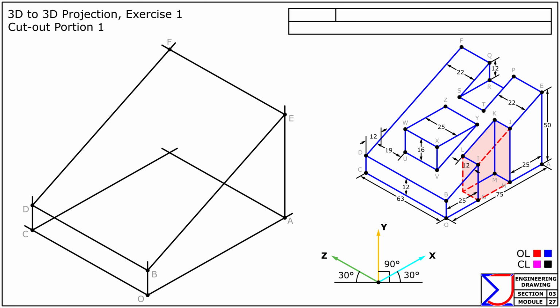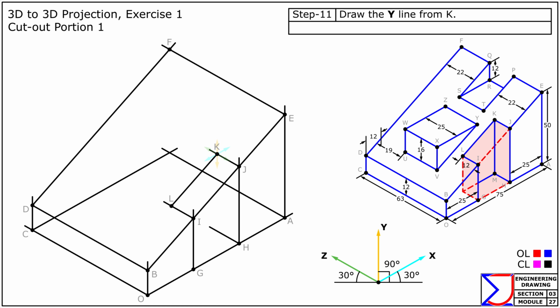First, mark points G and H on the line OA at their respective distances from O and A. At points G and H, draw the remaining parallel lines. The intersections obtained are points I and J. At points I and J, draw the remaining parallel lines. Mark points K and L at a distance of 12 mm from I and J, respectively. Join points K and L.